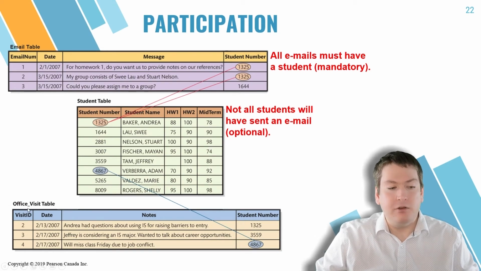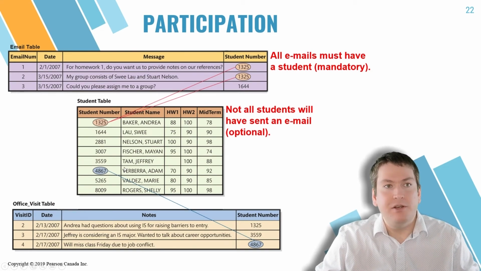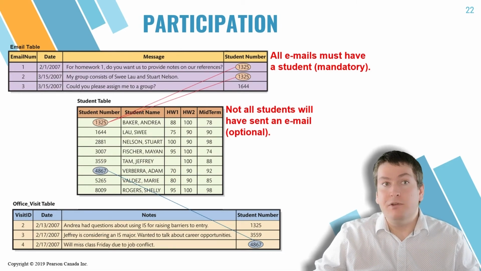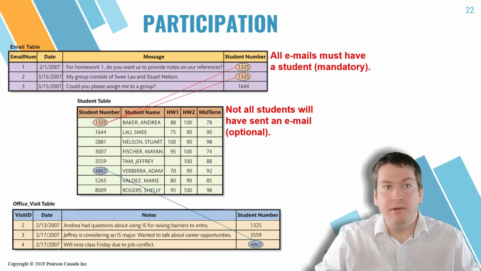We can also take a look at the relationship between the student table and the office visit table. In the same way, we would say student is optional. The participation of student in this relationship is optional because some students may never book an office hour and may never attend an office hour. Whereas on the office visit side of things, it is mandatory in this relationship because every office hour has to be with the student.